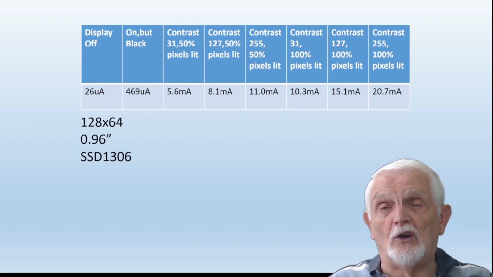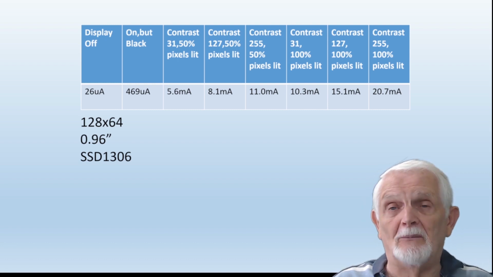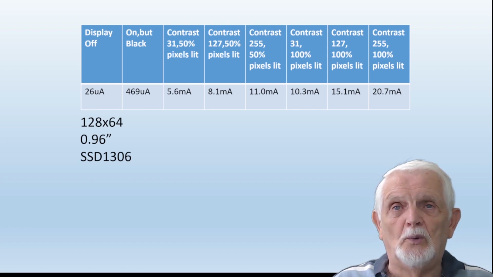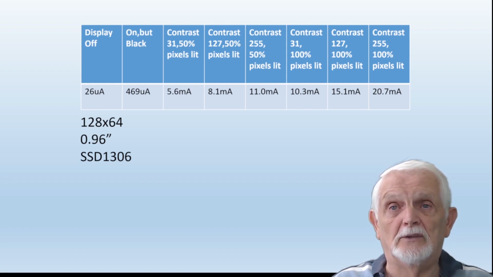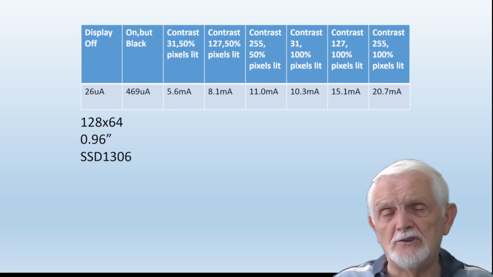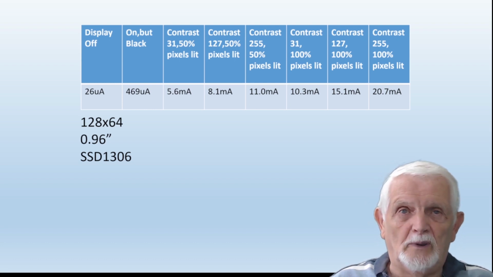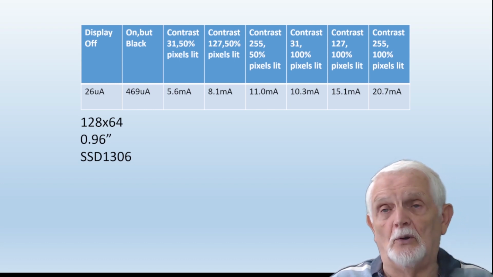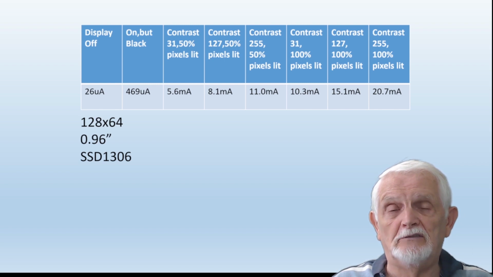When the display's off, we've got as little as 26 microamps. When we're pure black, it's only ½ a milliamp, and everything in between. So generally speaking, you'll be pulling out maybe 8, 10, 12 milliamps depending on the screen content as it changes. So very low current, easily produced from the output of the Nano itself.